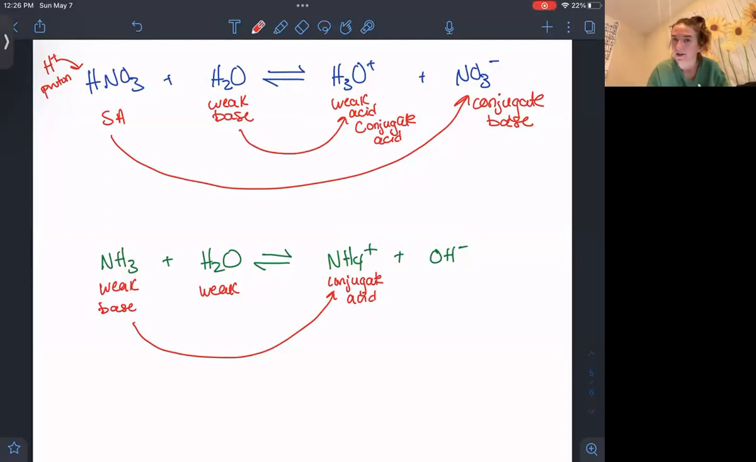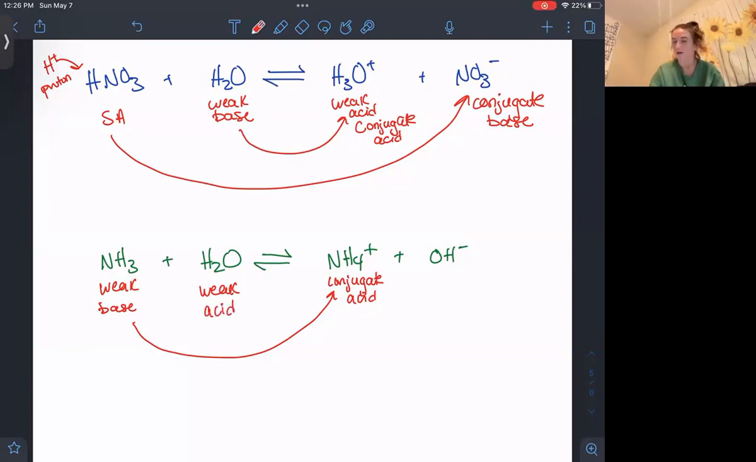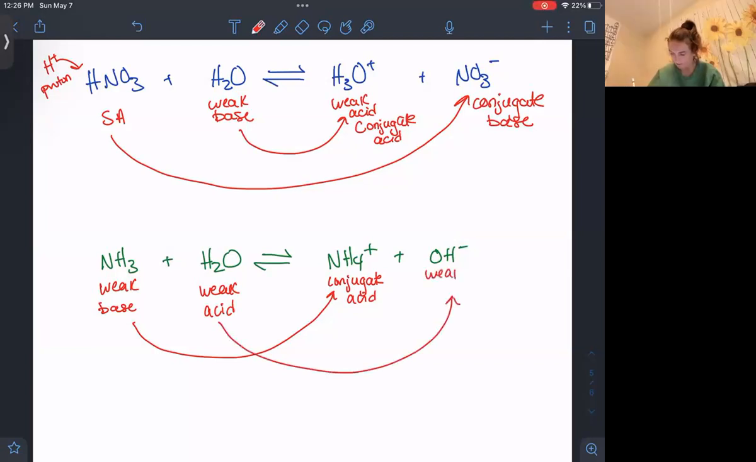So what does that make water here? Acid. Good, this is your weak acid. What is the OH minus? Conjugate. Awesome, this is your weak conjugate base. Okay, do we see how we determine which one's acid and base and its counterpart between its conjugate acid and base?